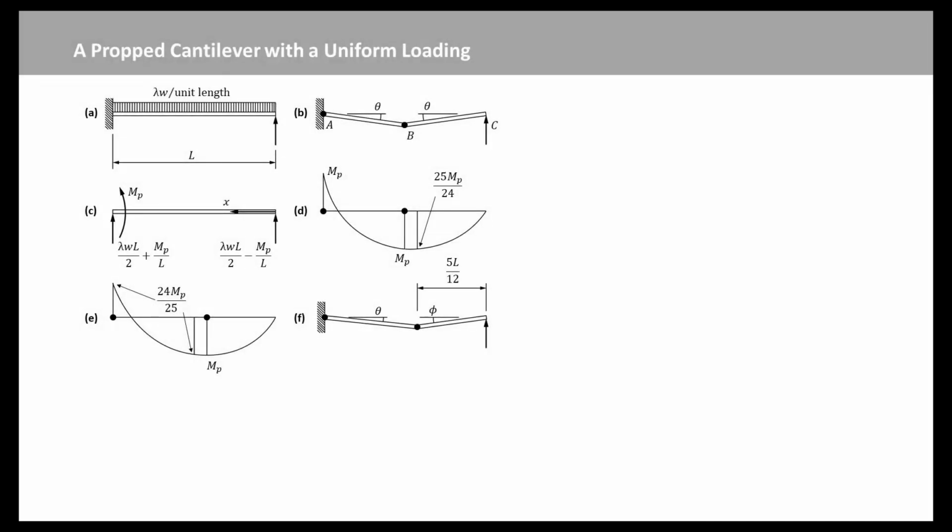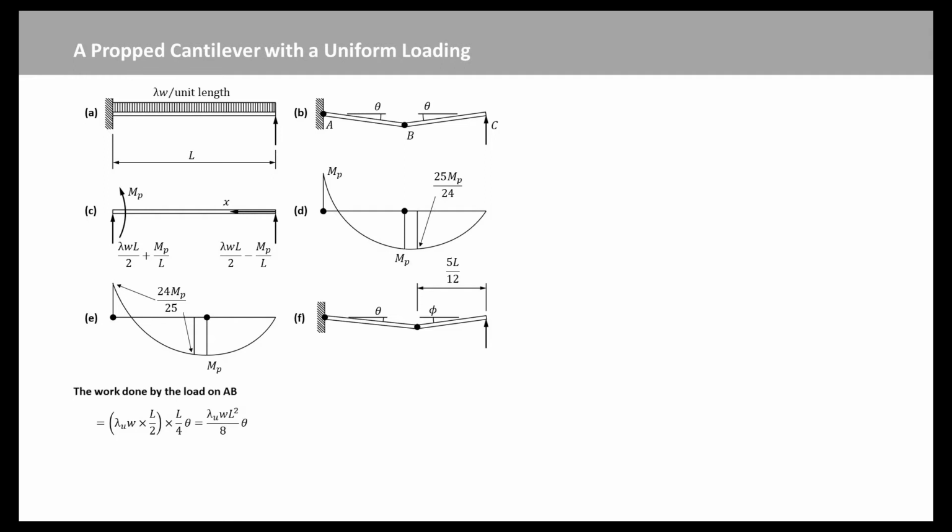It can be illustrated by means of a propped cantilever with a uniform loading, as in figure A. A reasonable assumption for the mechanism would be hinges at the fixed support and midspan, as in figure B. The calculation of the external work for the distributed load needs some explanation. Take the load on AB, and we have lambda u w times half of L.